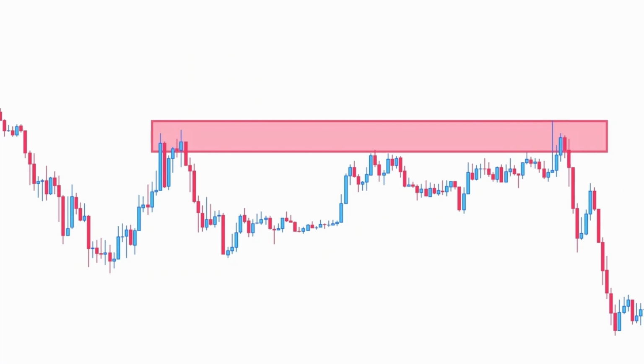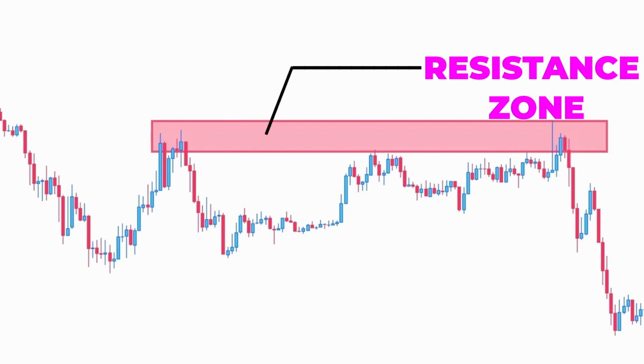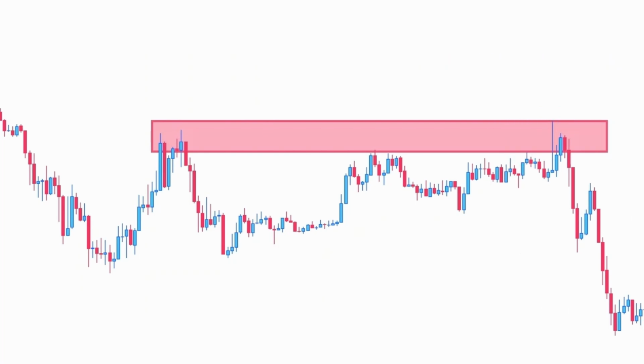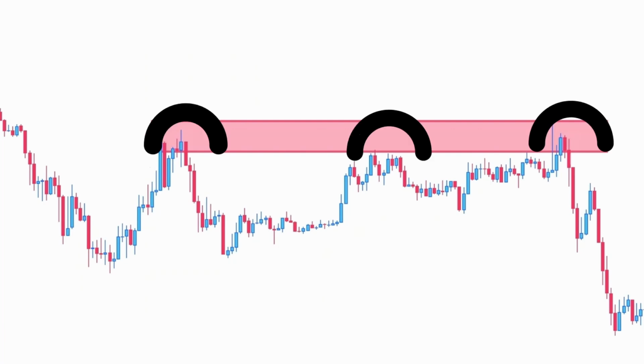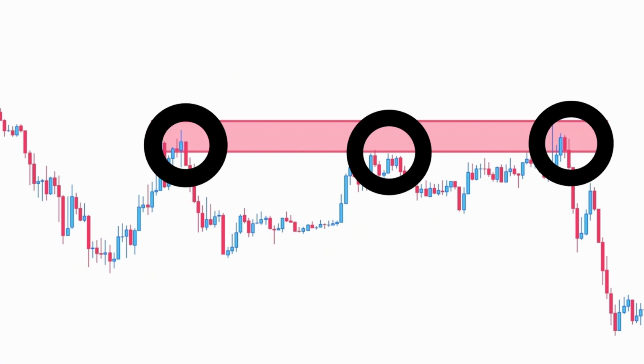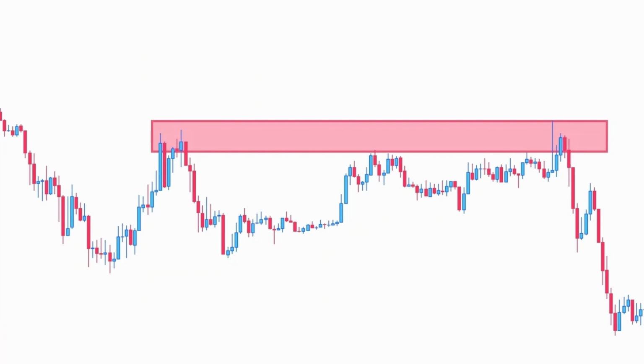And hence, we can call this zone as resistance zone. The logic behind this resistance zone is simple. When the market reaches this resistance zone, the sellers become active and the buyers will avoid buying the stock at a higher price. This would increase the supply and decrease its demand, which would lead to a fall in price.